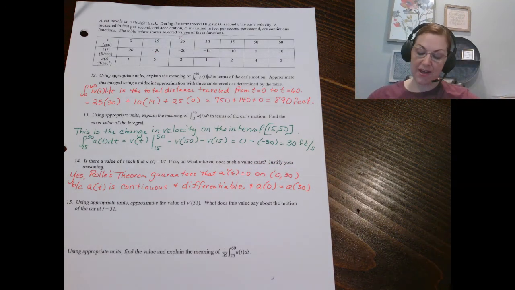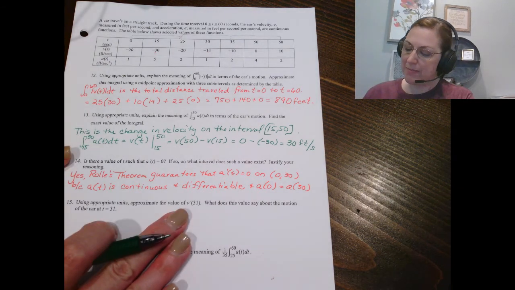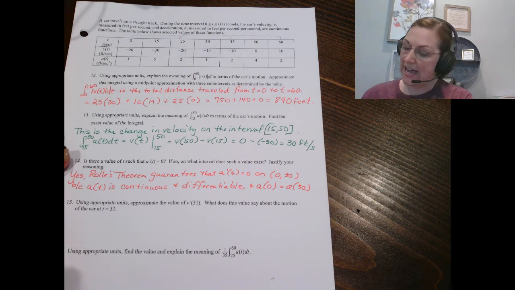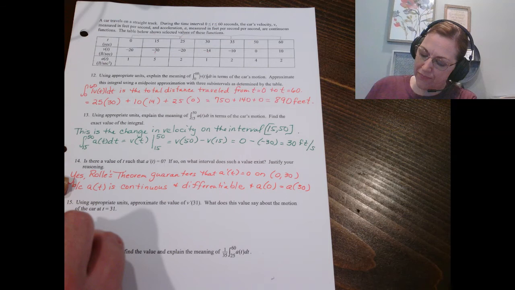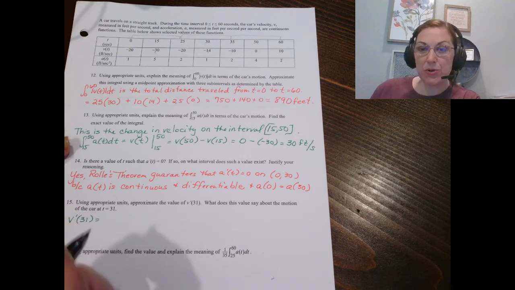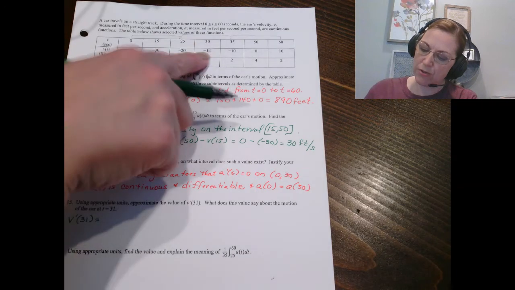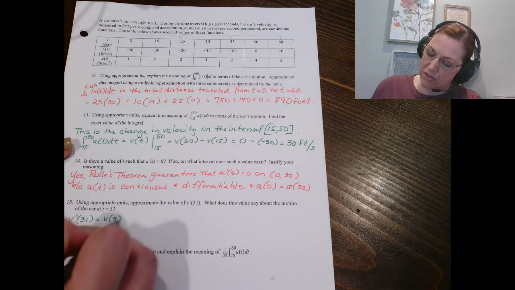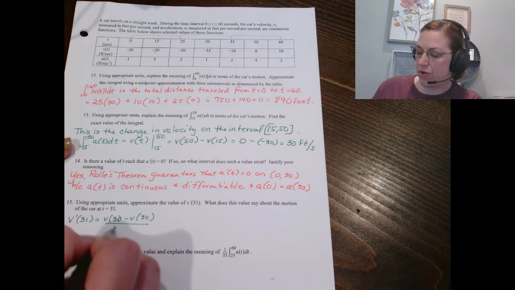Okay, now 15. Use appropriate units. Approximate the value of v prime of 31. What does this say about the motion of the particle at that time? Okay, so v prime of 31. If we have to approximate it, we're going to do the slope the algebra way around 31. So maybe let's do 30 to 35. Okay, so I'm going to do v of 35 minus v of 30 over 35 minus 30.